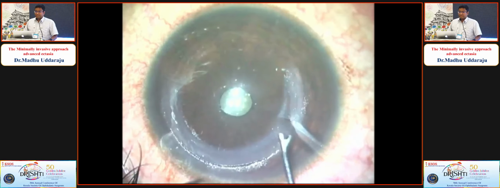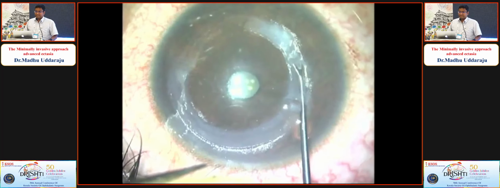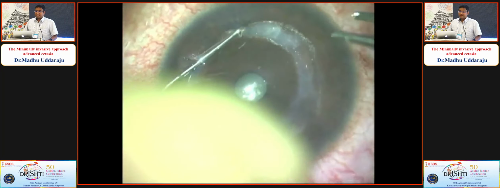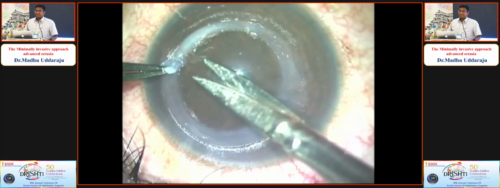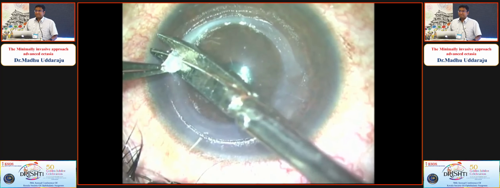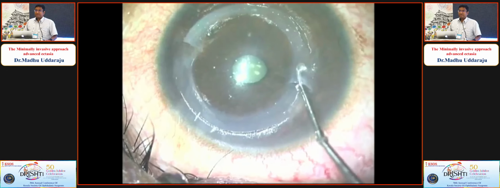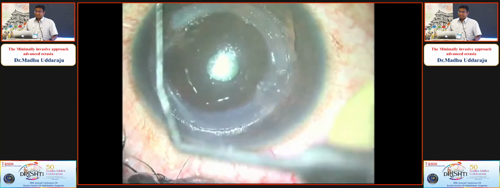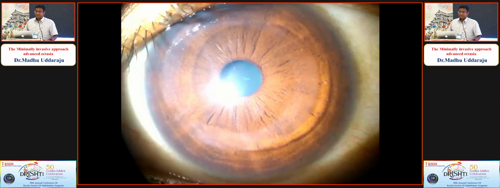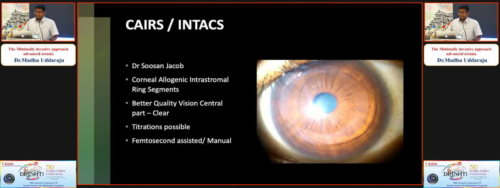Similar thing you do in the other semicircle. So in this condition, as you are leaving the central part clear, the visual acuity and the correction of cylinders is better, and you can titrate it according to the cone position. So this is the procedure of KSOS, and this is how it looks post-operatively.